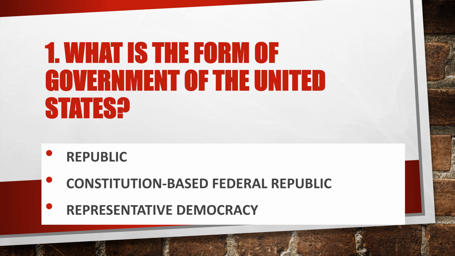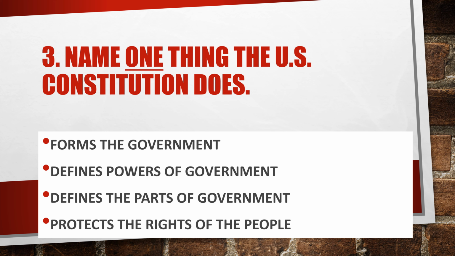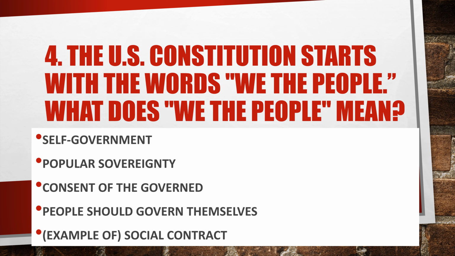What is the form of government of the United States? Republic. What is the supreme law of the land? U.S. Constitution. Name one thing the U.S. Constitution does. Forms the government. The U.S. Constitution starts with the words, "We the people."